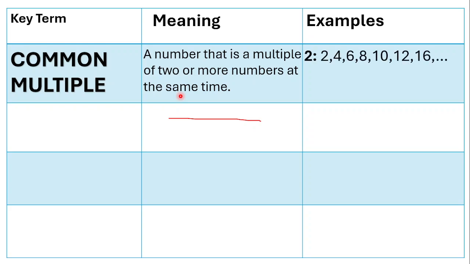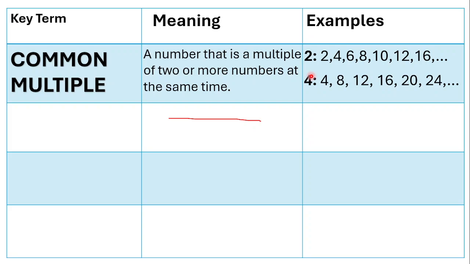So let's consider the multiples of 2. Remember when I said with multiples, just think timetables. So what are the multiples of 2? 2, 4, 6, 8, 10, 12, 16. Okay, good. What are the multiples of 4? 4, 8, 12, 16, 20, 24. Good. Now what are the common multiples of 2 and 4?